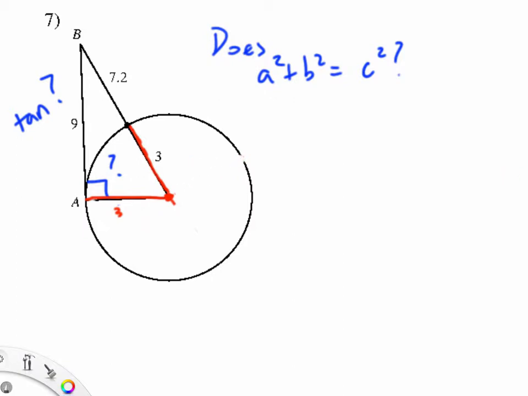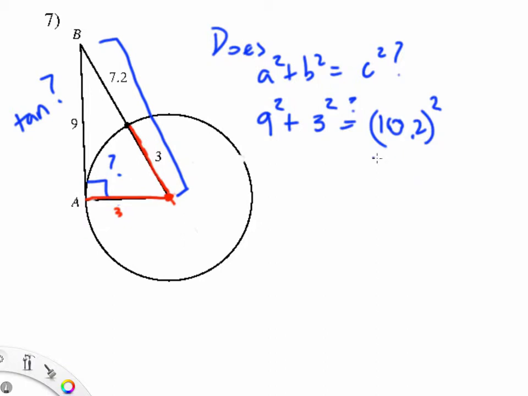So now we can find what to check for here. We've got our a squared. We can do the 3, but we'll do 9. So 9 squared plus 3 squared, because this is the same as the radius, 3. Does that equal, now what is this whole hypotenuse going to be? It's going to be this piece and this piece combined. We're not going to subtract, we're going to add them up. So 7.2 plus 3 is going to be 10.2. And let's put that in parentheses.